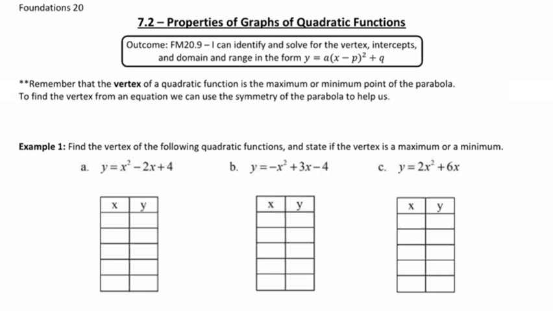7.2, properties of graphs of quadratic functions. So in our last lesson, we talked about certain properties like the vertex, what the domain and range are, our x and y intercepts, and how to find those things. So just remember from that lesson that the vertex of a quadratic function is either the max or the min point of the parabola.